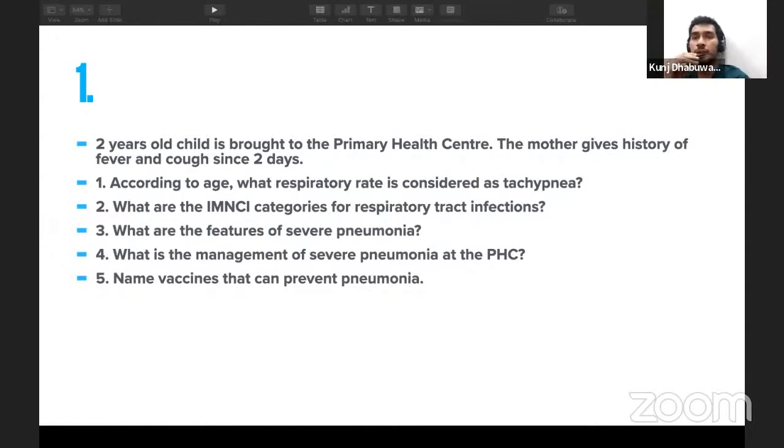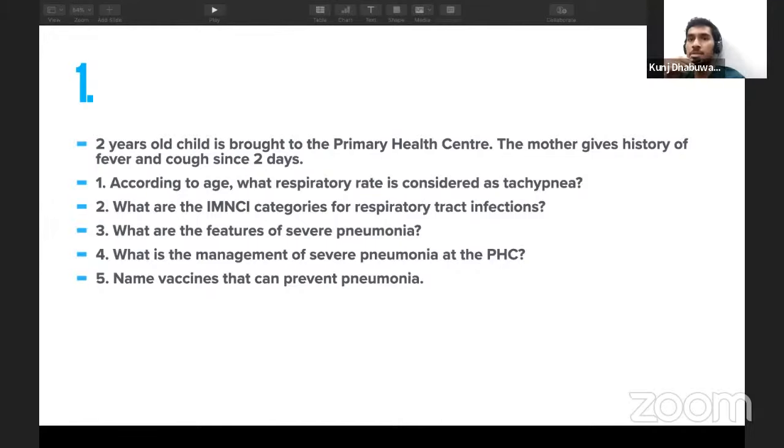For a child less than 2 months of age, tachypnea is more than 60 breaths per minute. Then 2 months to 12 months, it is more than 50 breaths per minute. 1 year to 5 years, it is more than 40 breaths per minute. And more than 5 years, it is more than 30 breaths per minute. Correct. How do you categorize respiratory tract infections according to IMNCI?